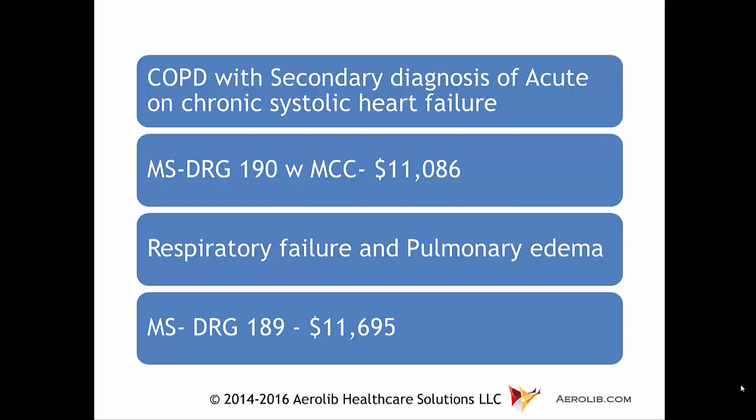Next is diagnosis of COPD with secondary diagnosis of acute on chronic systolic heart failure. You might have noticed that the specificity of the diagnosis keeps on improving. Initially, we saw the COPD with secondary diagnosis of heart failure. The second example had COPD with secondary diagnosis of systolic heart failure. And now this third example is COPD with secondary diagnosis of acute on chronic systolic heart failure. Next, respiratory failure and pulmonary edema. The MSDRG in this case would be 189 with the hospital reimbursement of $11,695.